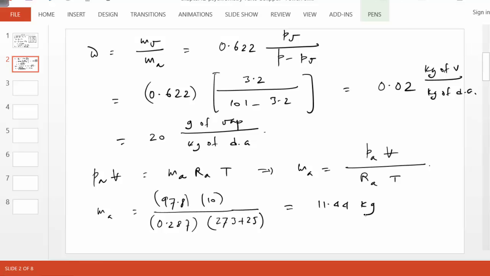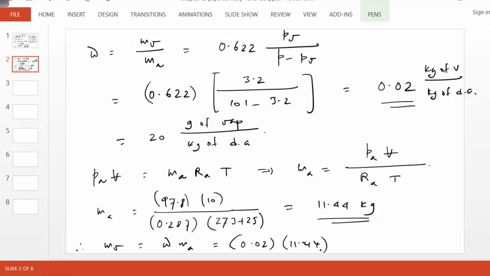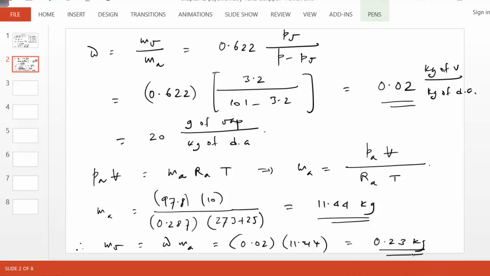And now that we know omega, omega is 0.02 and ma, therefore mass of vapor is simply omega times mass of air, so it's 0.02 times 11.44, and that turns out to be approximately 0.23 kg. So the tank is holding 11.44 kg of dry air and 0.23 kg of water vapor, and the air is completely saturated at that point.